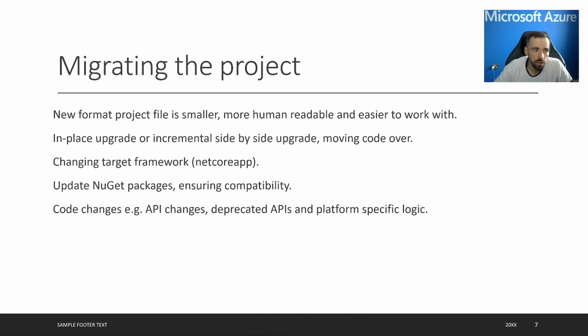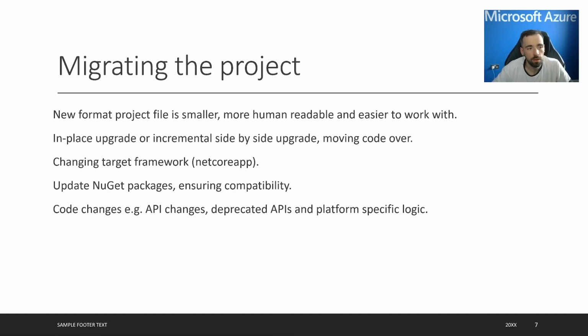The next consideration is migrating the project. So .NET Core has a new project file format. It's smaller, more human readable, and easier to work with. We need to decide if we're doing an in-place upgrade by upgrading that existing project file, or we have the option of an incremental side-by-side upgrade and moving code over piece by piece, which are both legitimate options. There's advantages and disadvantages to each.